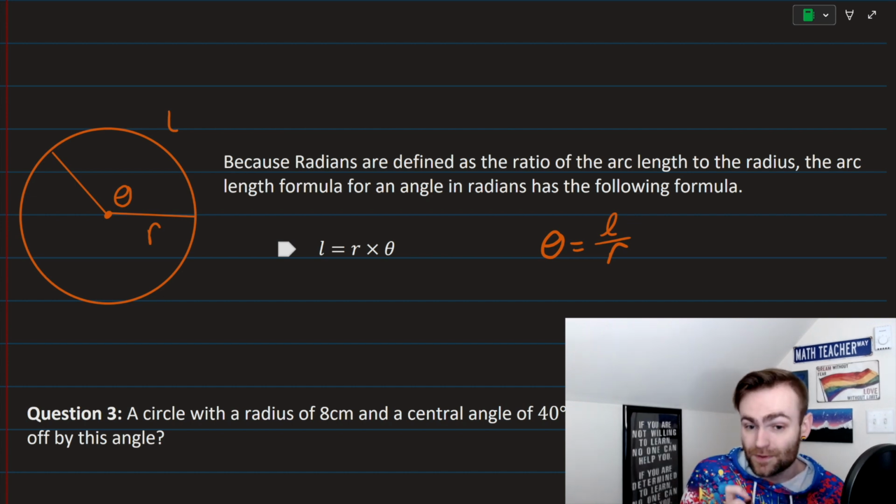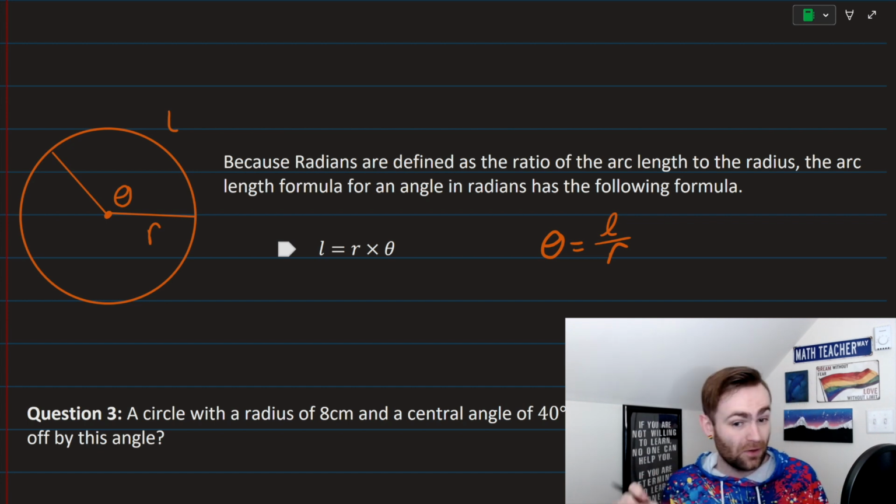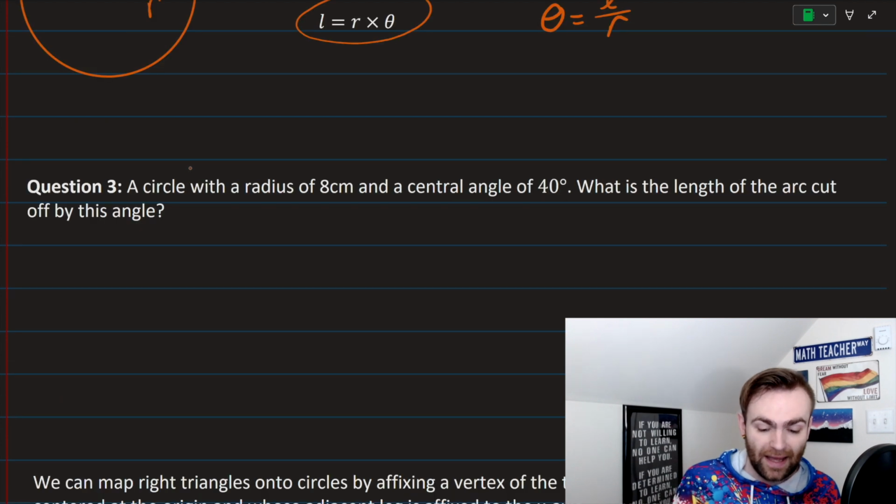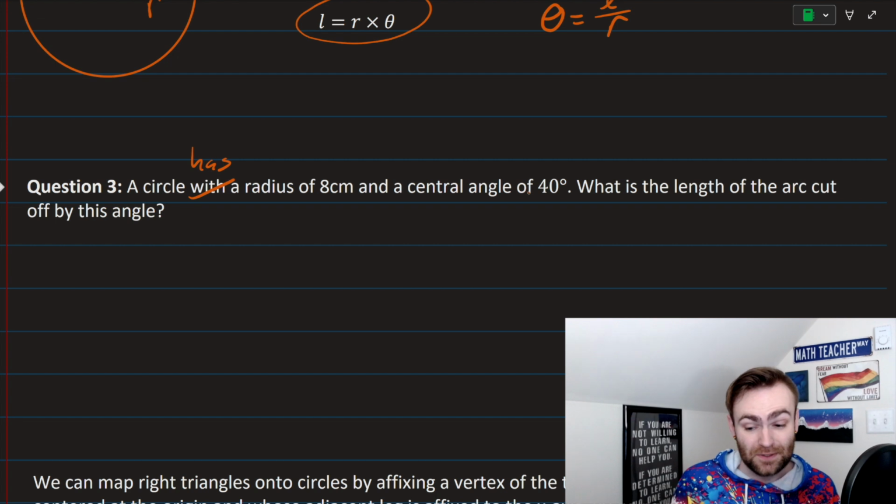Now keep in mind, if we have degrees, we have to use the other formula, theta divided by 360 times 2 pi r. But if we have radians, it actually makes our formula a lot nicer. So let's try this out. A circle has a radius of 8 centimeters and a central angle of 40 degrees. What is the length of the arc cut out by this angle?